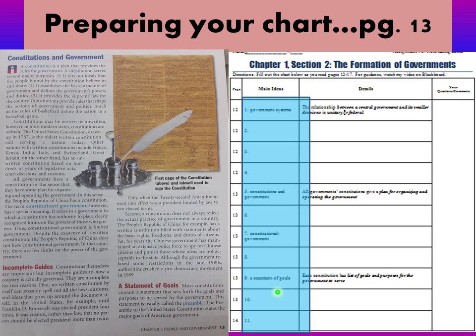Skim. Number 9 is a statement of goals. This red part right here. And last but not least, skim. You have your blue word, preamble. That's going to go right here. So you should be done with number 10 by now. If you need to pause and catch up, go ahead and do that. Moving on.